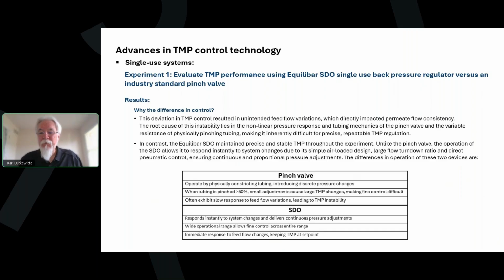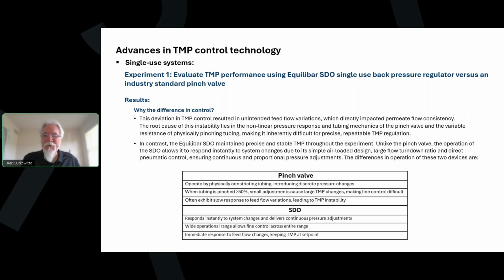Very difficult for precise, repeatable TMP regulation. Pinch valves also operate in more of a discrete manner than our valve, which is really a continuous control mechanism. And when you pinch tubing more than 50% with a pinch valve, trying to make small adjustments beyond that causes large TMP changes, for the reasons I explained above. And it's difficult to bring a pinch valve, if it's automated with an actuator and a positioner, back under control when the system fluctuates a lot.